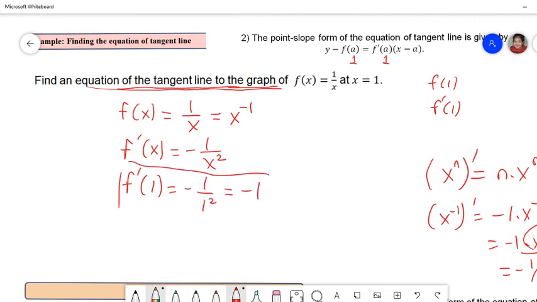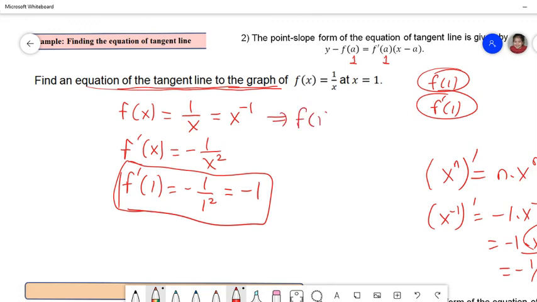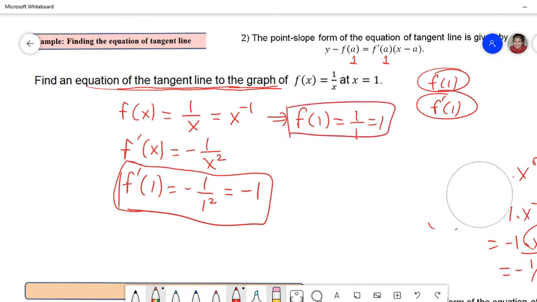So I got this one now, and I need f of 1 here. F of 1 is 1 over 1, which is 1. So I got these two things. I got the slope. What is the slope? This is the slope. And we know the point here.